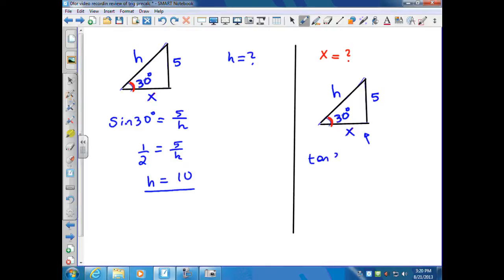So tangent of 30 degrees equals opposite over adjacent. And what do we know about tangent 30 degrees? It's sine 30 over cosine 30. And if you write those down, you're going to get 1 over radical 3 equals 5 over x. And multiply both sides by root 3, and you will have x equals 5 times the square root of 3.